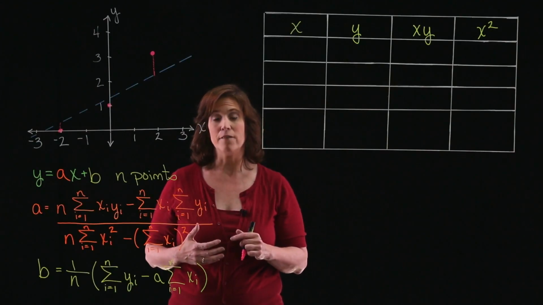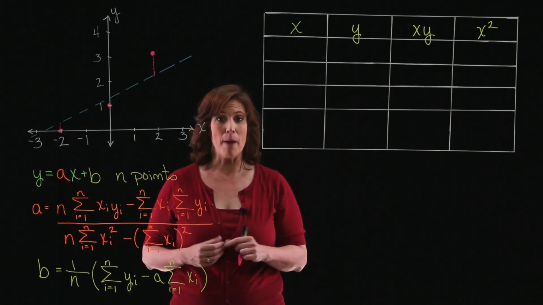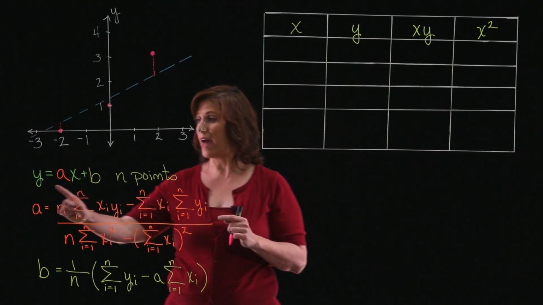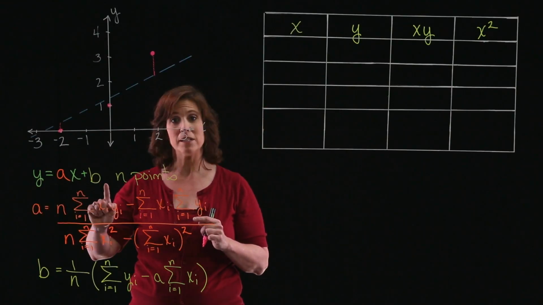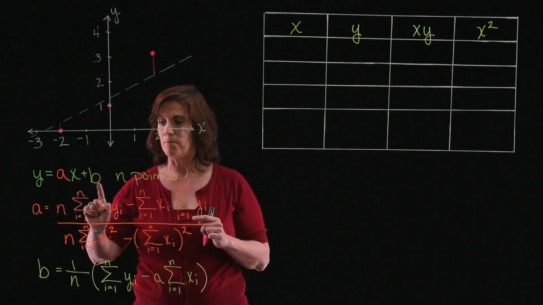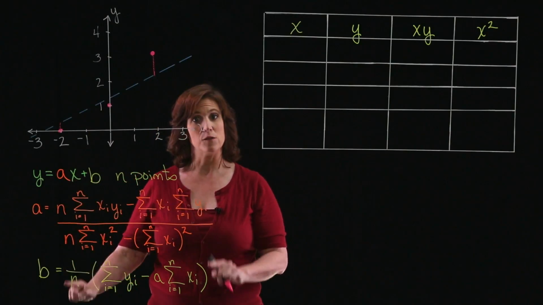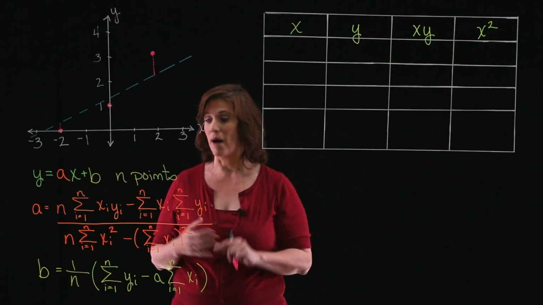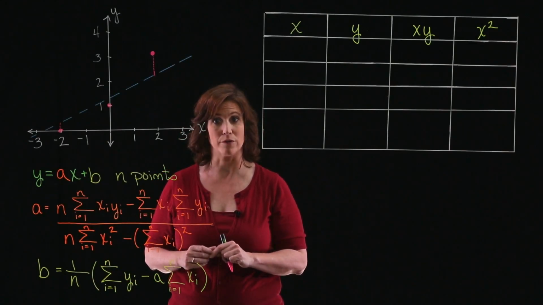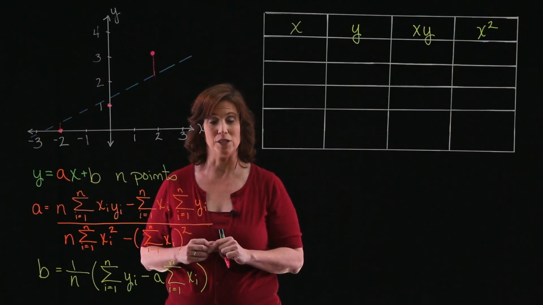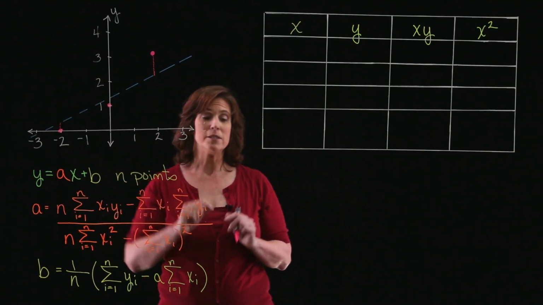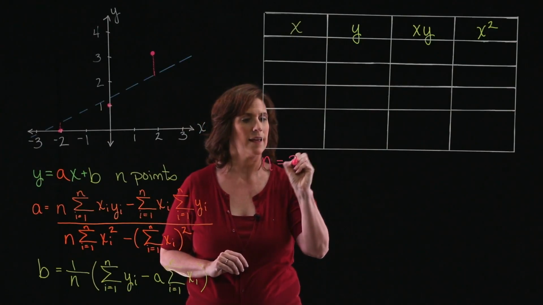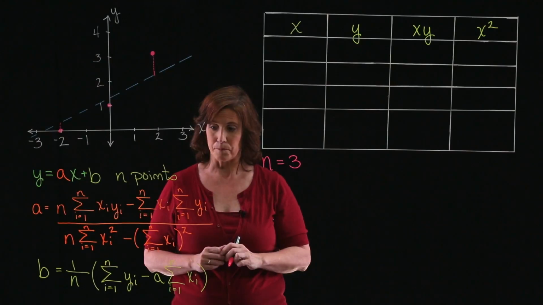Instead of going ahead and doing the optimization problem, I know that for n data points, I can get the equation y equals ax plus b. I can figure out what a and b are by using these formulas. So instead of starting from scratch with the minimization problem, I'm just going to use the general result for my particular situation. In this particular case, we have 3 data points, so n is going to equal 3.